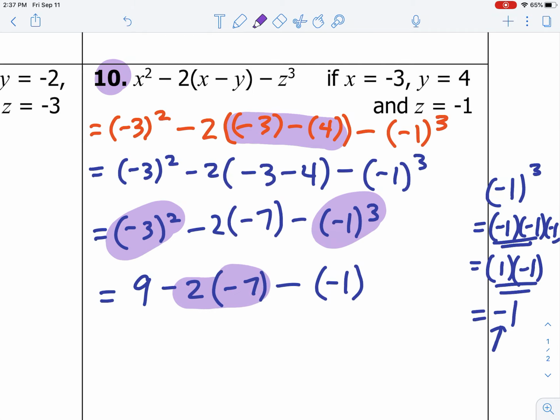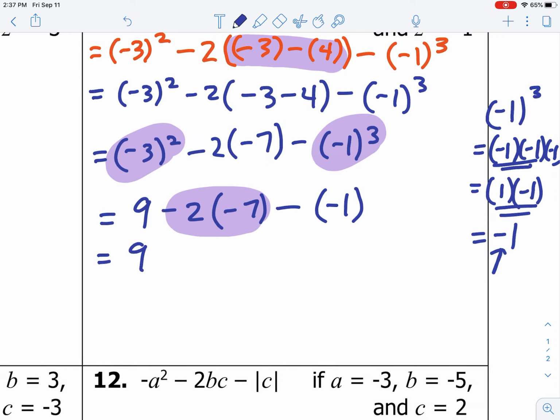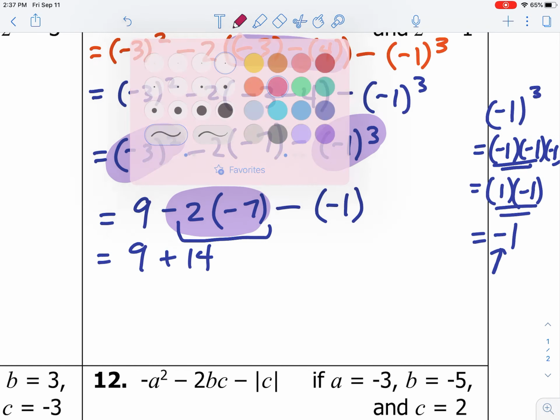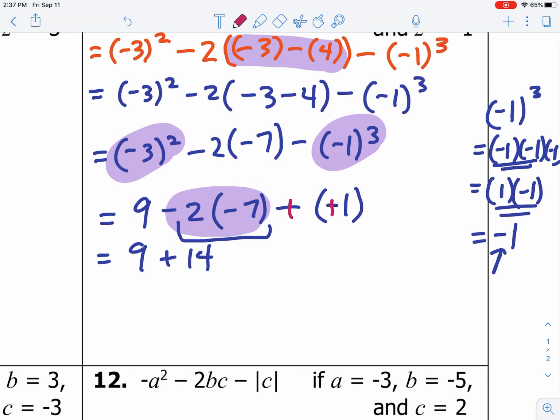All right, now I need to multiply. I have two numbers to multiply together here. I'm going to copy down the 9. -2 times -7 is +14. So I need to add 14. Then I look on down and I see I have a double negative that I can change to positive here. So I have +1 at the end.